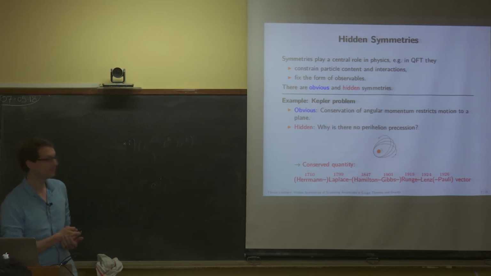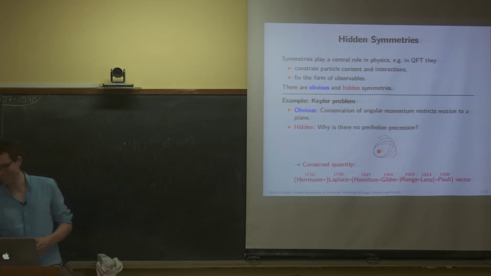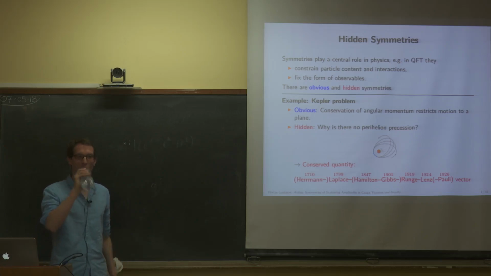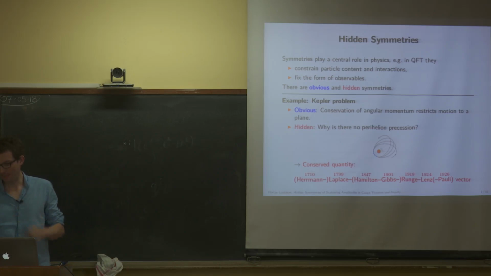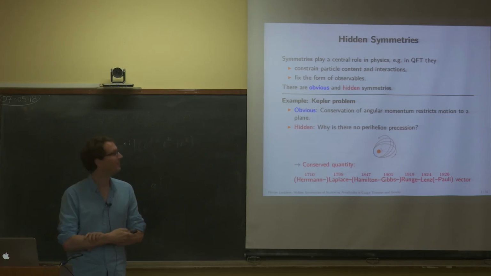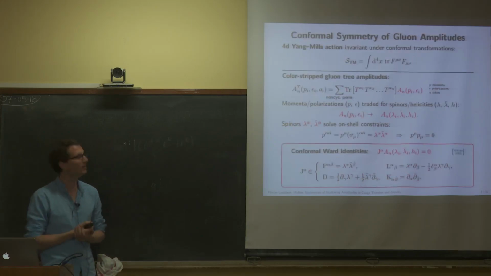Of course, the difference between obvious and hidden is somewhat subjective. If somebody knew to write the Kepler problem in parabolic coordinates to begin with, then they would have discovered this approximately. This is a very soft definition of the word hidden, yes. It's subjective, yes.